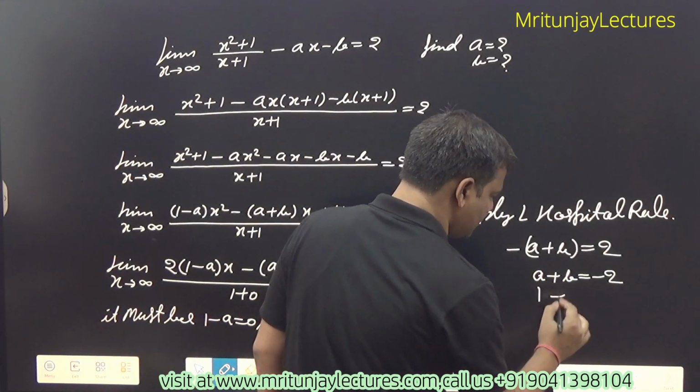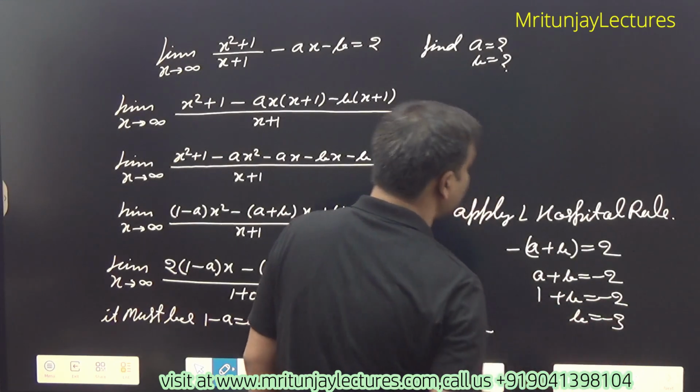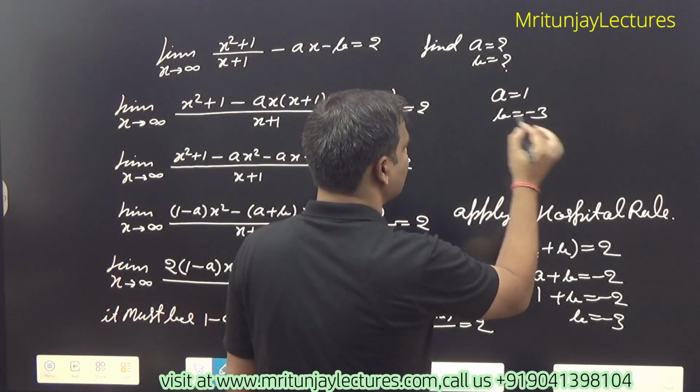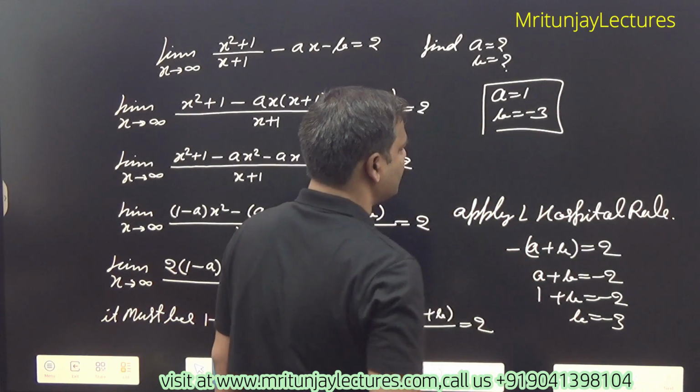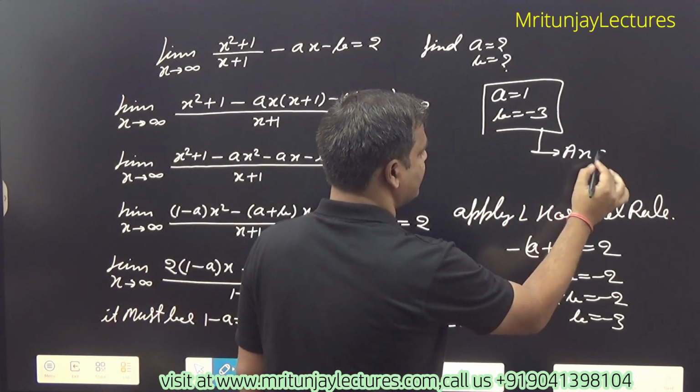So a is equal to 1, plus b is equal to minus 2. So b is equal to minus 3. So what about a? We got a is 1 and b is equal to minus 3. This is the right answer. Make it. Okay. I hope so clear.